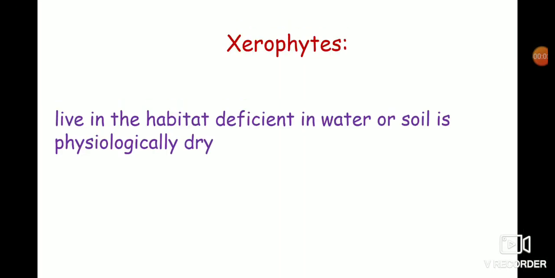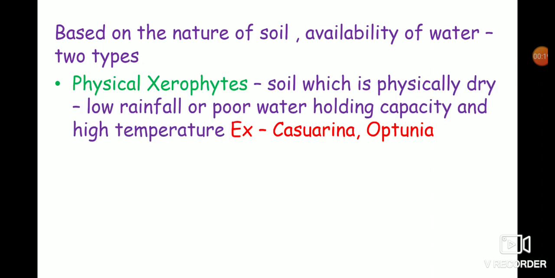Xerophytes are plants which live in habitats which lack adequate water in their soil, or where the soil is physiologically dry. Based on the nature of soil and availability of water, xerophytes are classified into two types. The first are the physical xerophytes. These plants grow in soil which is physically dry.